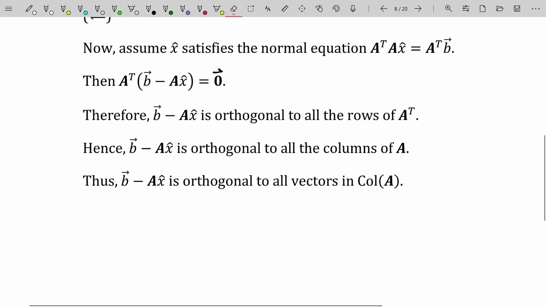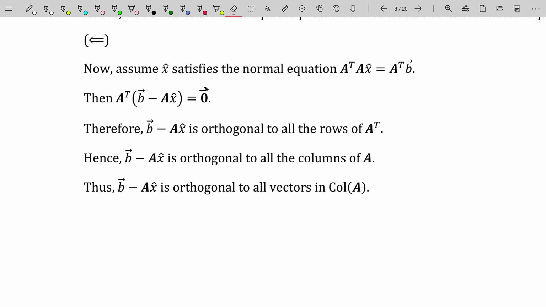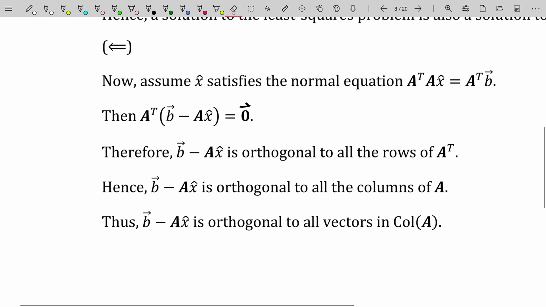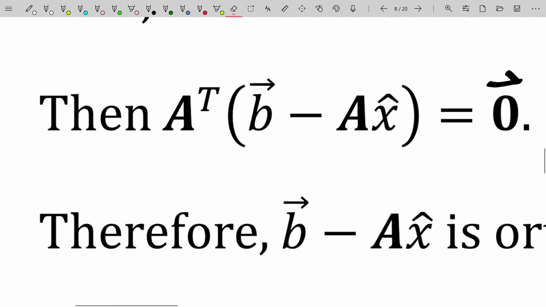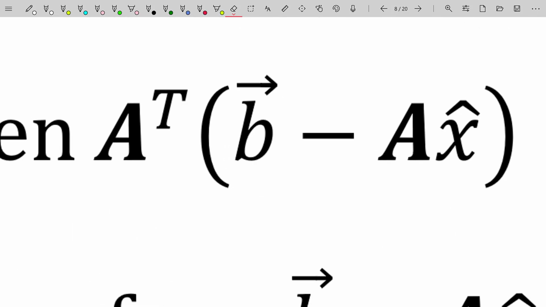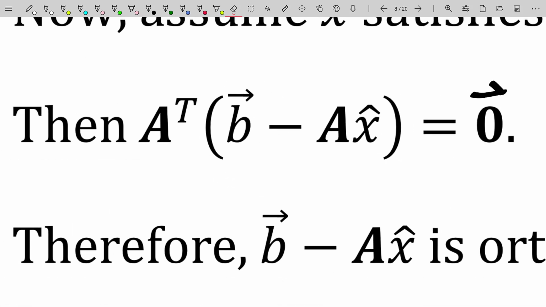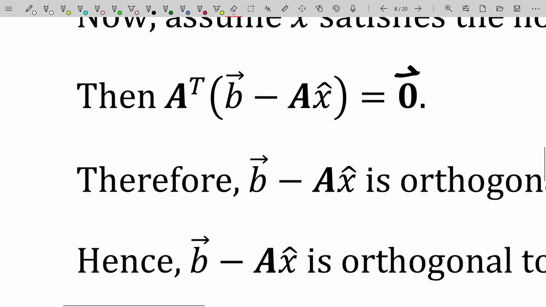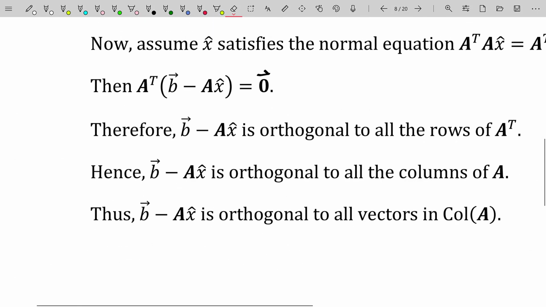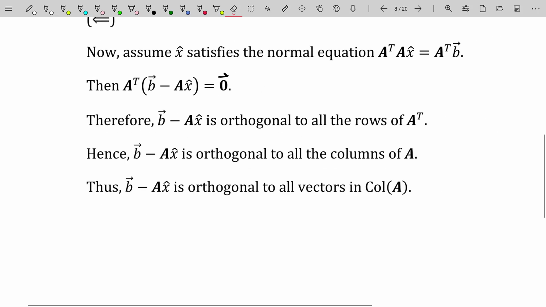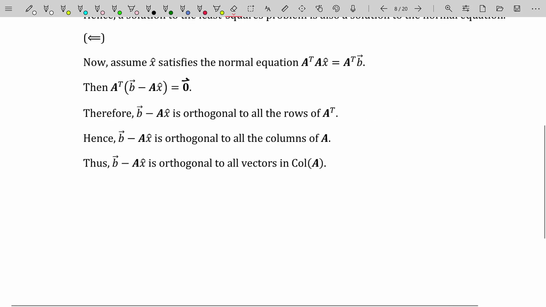So let's see, how do we arrive here? We haven't really ended yet, but I just want to recap. We are assuming that X hat satisfies the normal equation, and then we shoved everything over to the left-hand side, and we found out that every row of A transpose is orthogonal to this vector B minus AX hat, which means that every column of A is orthogonal to the vector B minus AX hat, which means that B minus AX hat is orthogonal to all vectors in the column space of A.